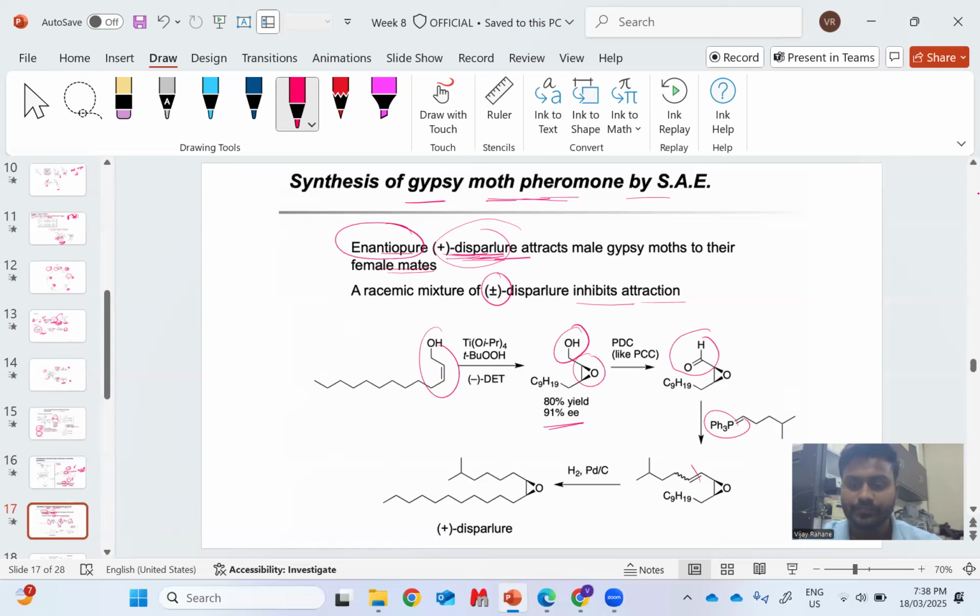It gives this entire structure. So addition takes place across the aldehyde, and upon reduction of this double bond, it gives the enantiomer (+)-disparlure, that's the pheromone that is getting synthesized. So in this manner, you can do the synthesis of this enantioselective compound, right?